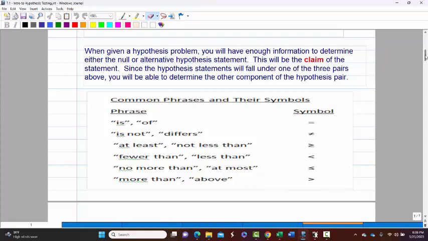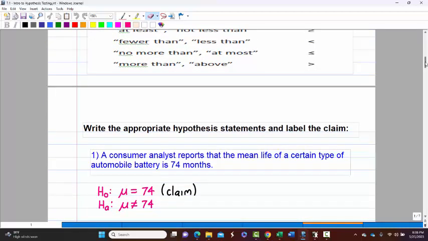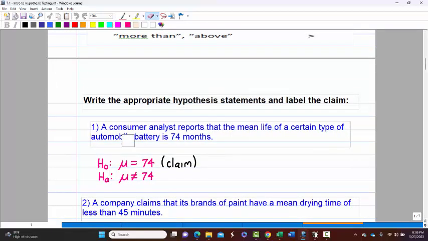All right, let's try out a couple of things here. We're just going to write the appropriate statement and then label what the claim is. Like I told you, the claim can be either the H0 or the HA. It depends on what symbol it produces. All right, a consumer analyst reports that the mean life of a certain type of battery is 74 months. So we look at this. Is is the key word here. Is means equal. Equal is always an H0.